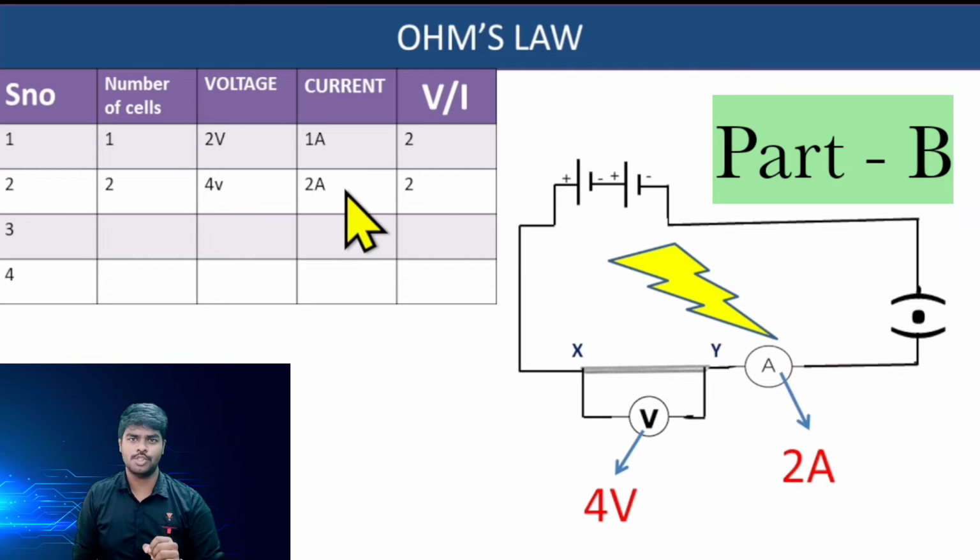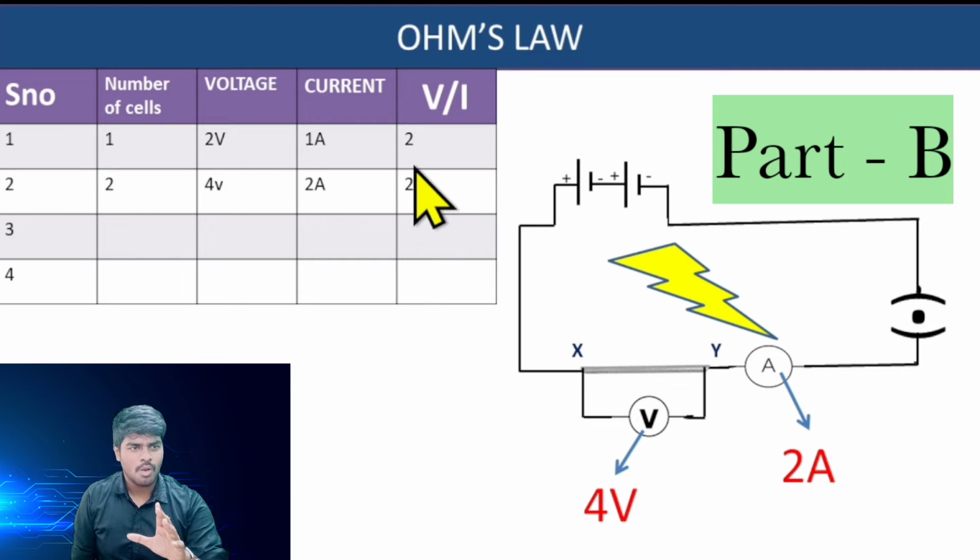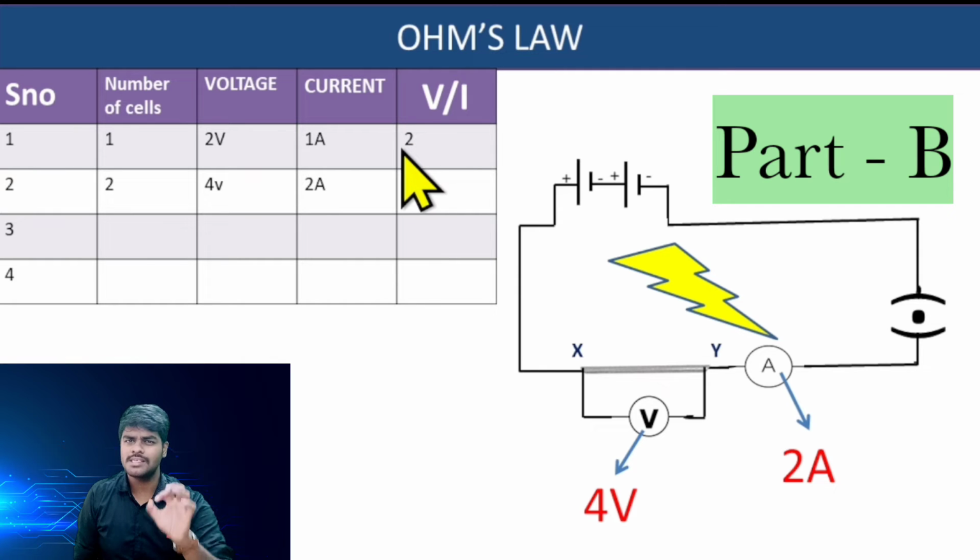Now the V by I ratio, voltage by current: 4 by 2. The answer is 2. Wait. Why are we getting the same V by I ratio? I am getting the answer 2. In the first one, we have only one cell. We have a difference in the voltage and current, but we are getting the same ratio. Why? What is the reason for that?